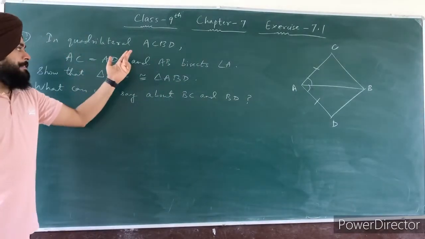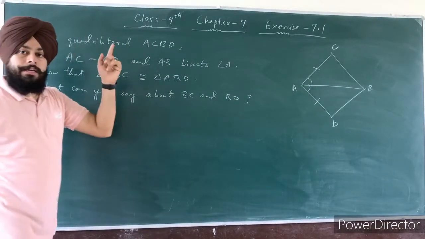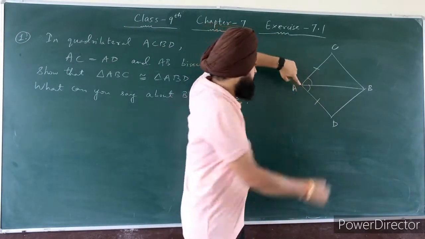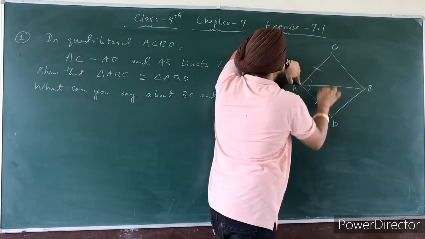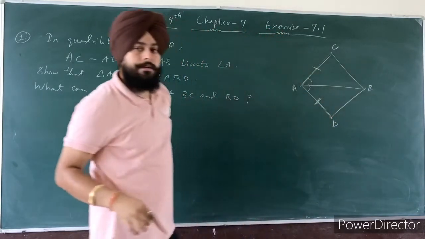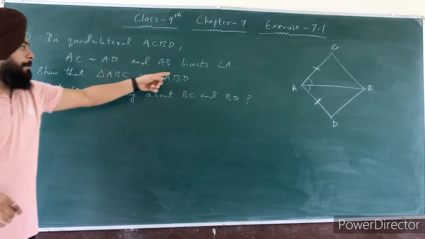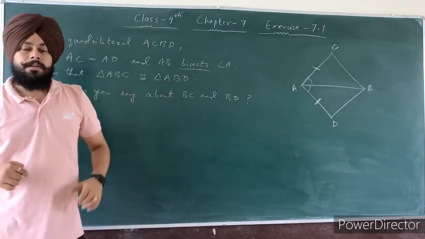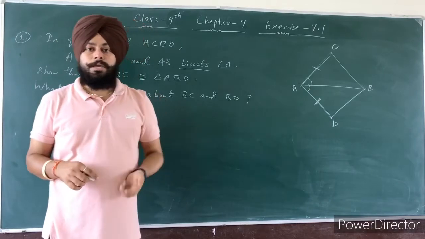In quadrilateral ACBD, AC is equal to AD. It is given. So check here, ACBD is a given quadrilateral in which this AC side is equal to which side? AD. This is the first part. And AB bisects angle A. So what is the meaning of bisect? Bisect means it divides the angle into two equal parts.